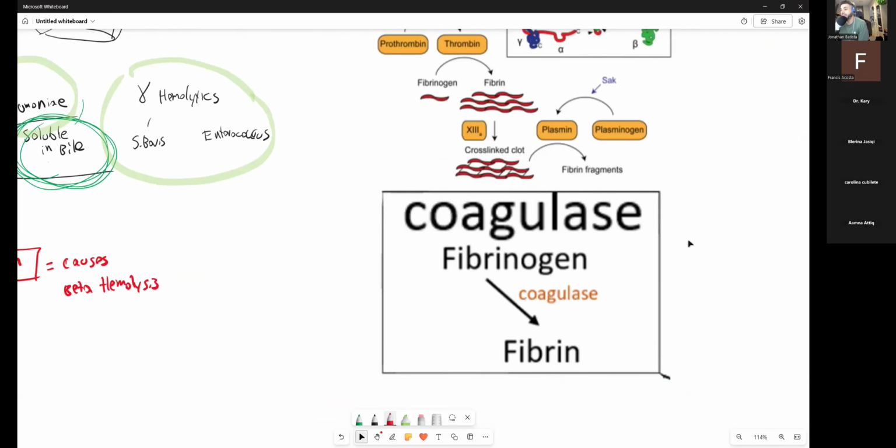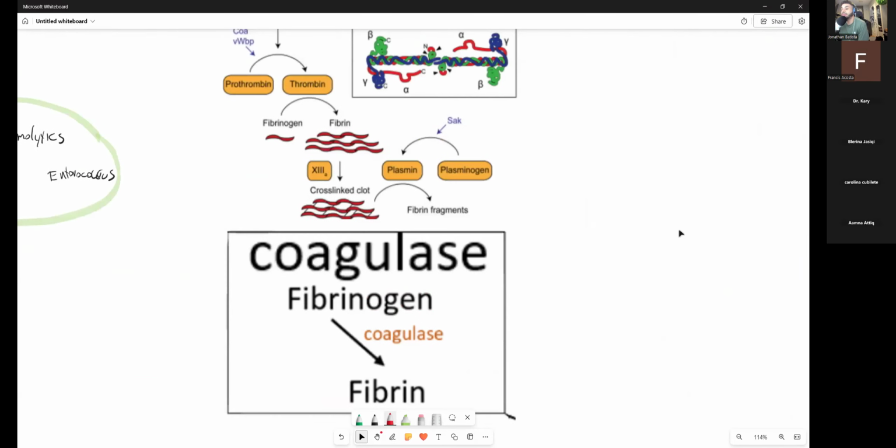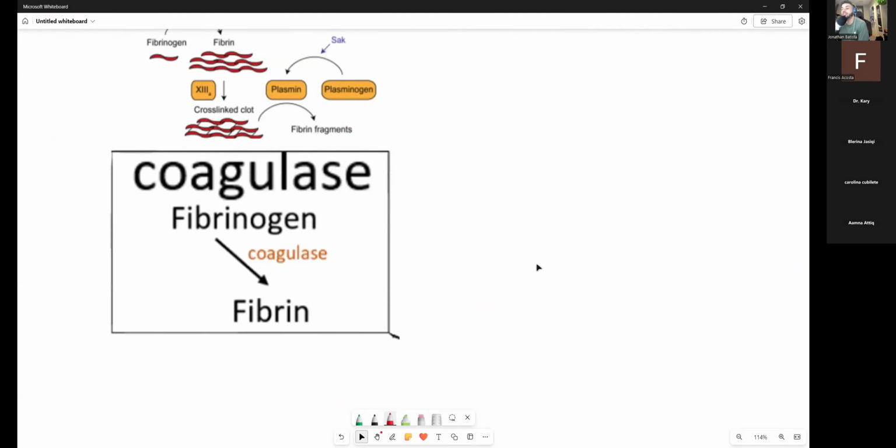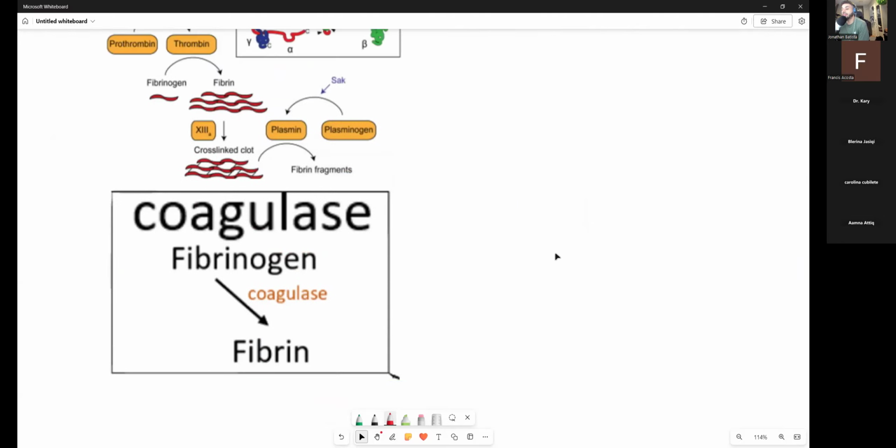And remember this, coagulase causes this reaction, guys. Fibrinogen to fibrin. That's coagulase. That does the same exact action as which clotting factor, guys? Which clotting factor is doing this same reaction? Thrombin. Yes. Remember thrombin. We talked about thrombin before. We said thrombin turns fibrinogen into fibrin. Well, guess what? Coagulase does the same.